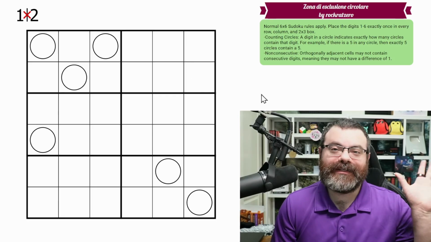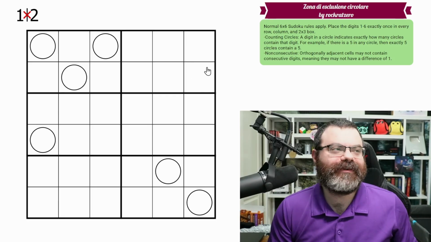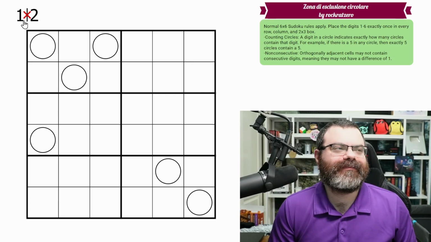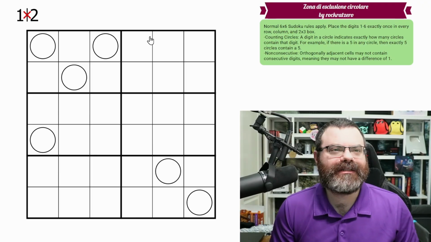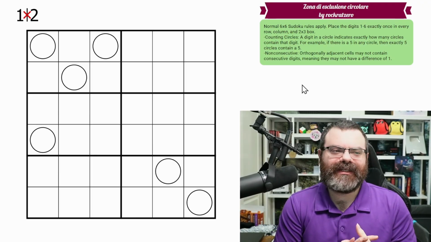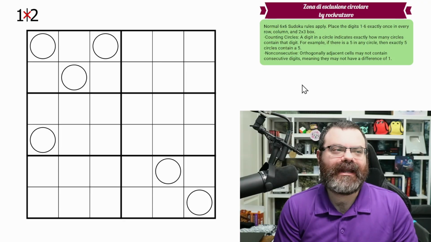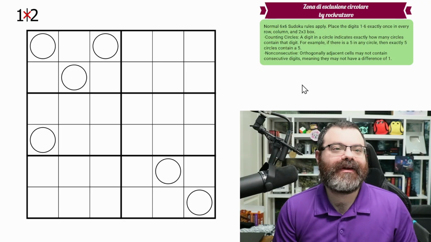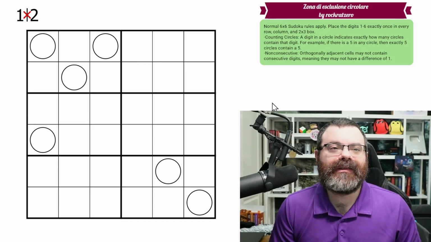This is a non-consecutive puzzle, so hopefully you realize that there is a little reminder up here that it's non-consecutive. But yeah, you don't see too many non-consecutive 6x6s for reasons I may talk about at the end of the video, but doesn't matter right now. Let's go over the rules.